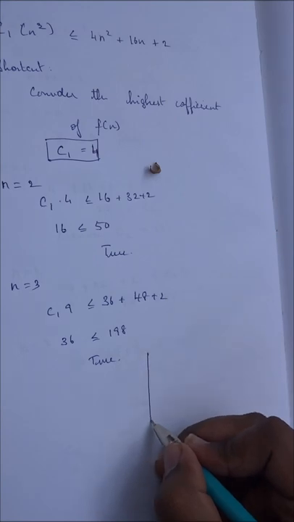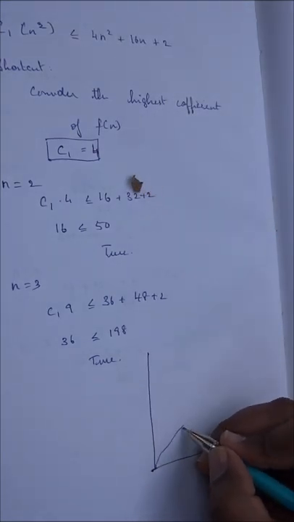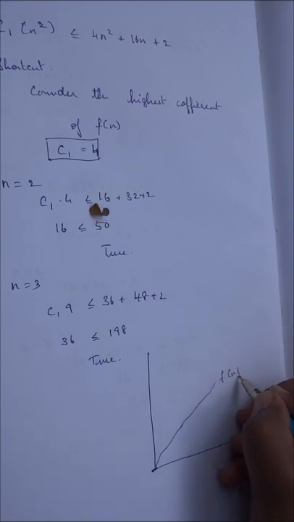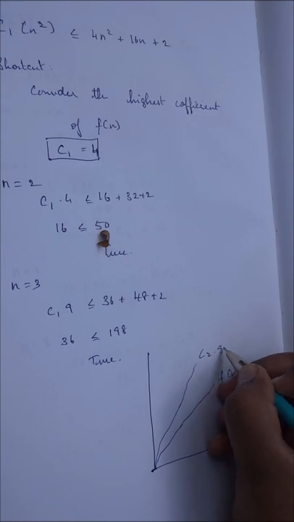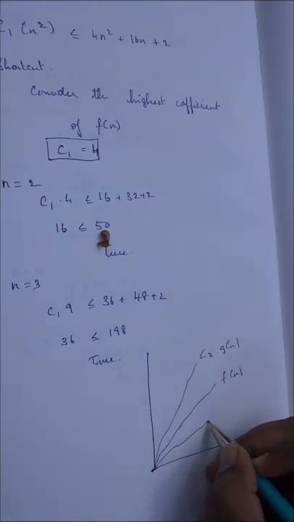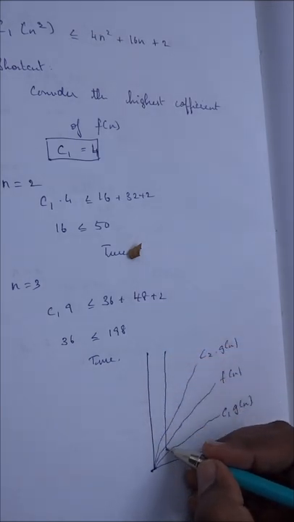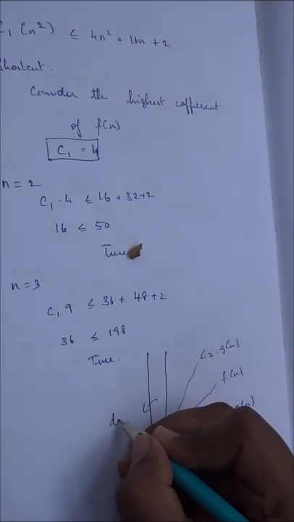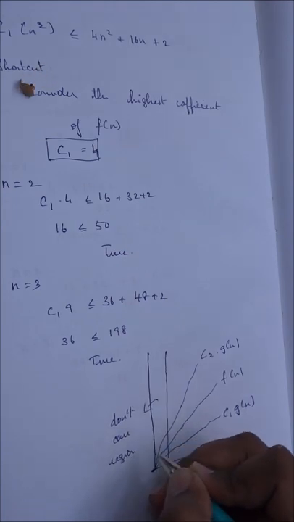When we draw the graph for these equations, we get this has to be f of n. This is a higher bound, that is c2 into g of n. And this is a lower bound, c1 into g of n. And we get the don't care region. That's it for big theta.